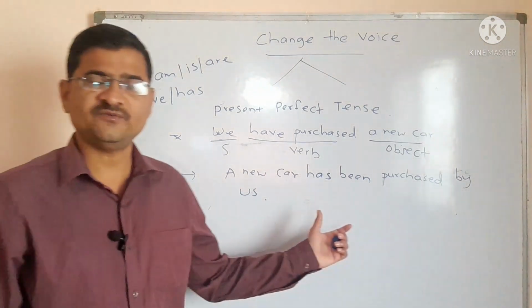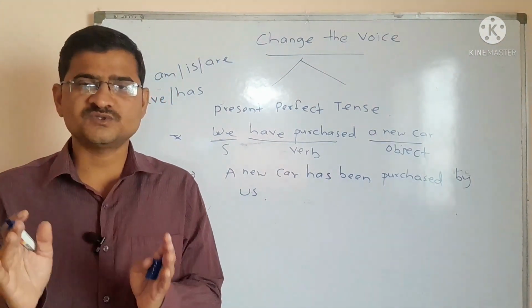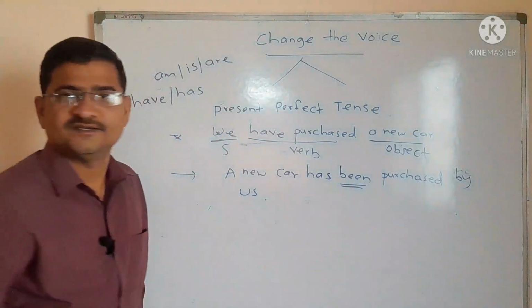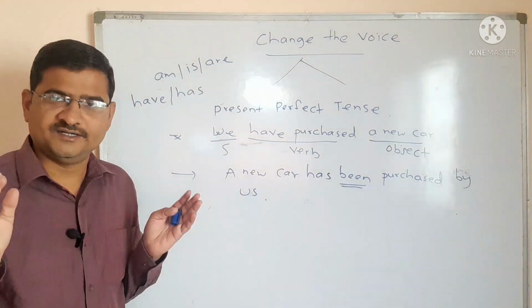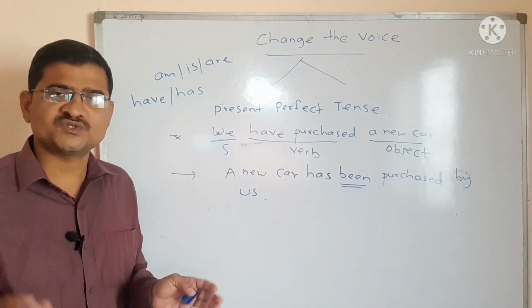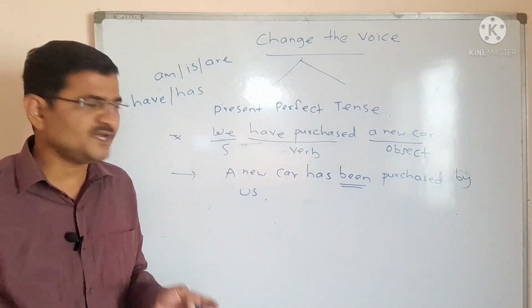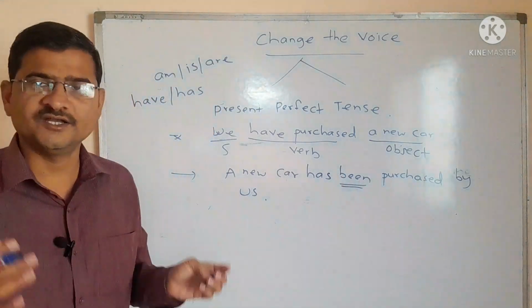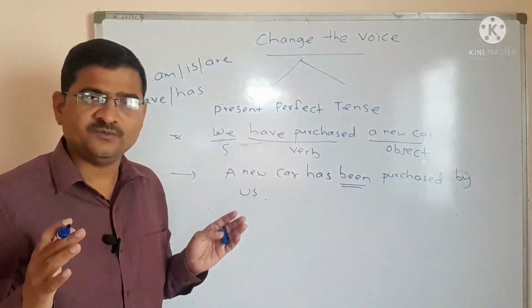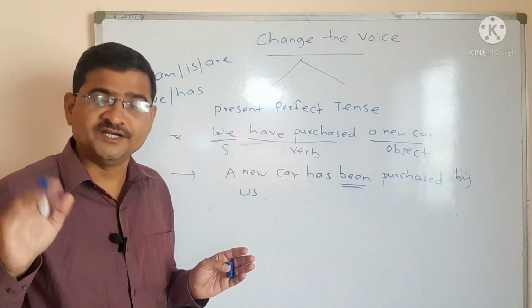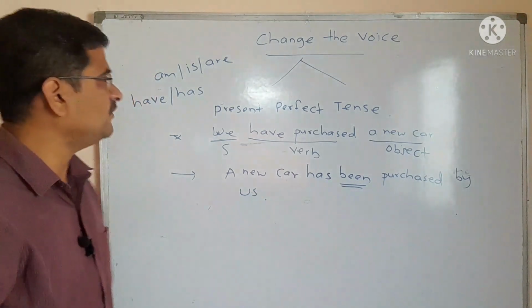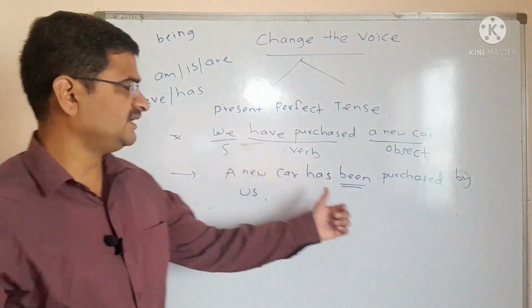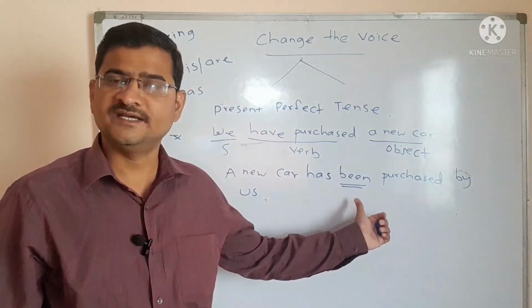So what changes have we made? You have to use one word here. That word is been. Okay, while turning the sentences of perfect tense into the passive voice, you have to use the word been. While converting the active voice sentences of continuous tense, we have to use the word being. But in perfect tense, you have to use the word been.